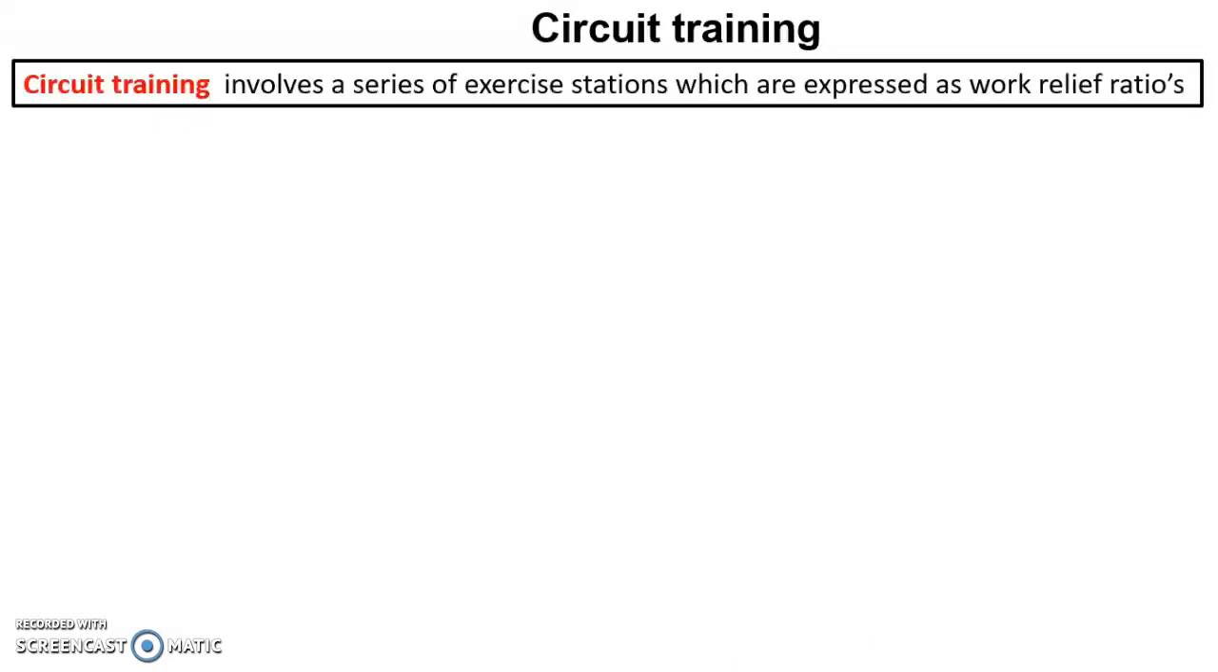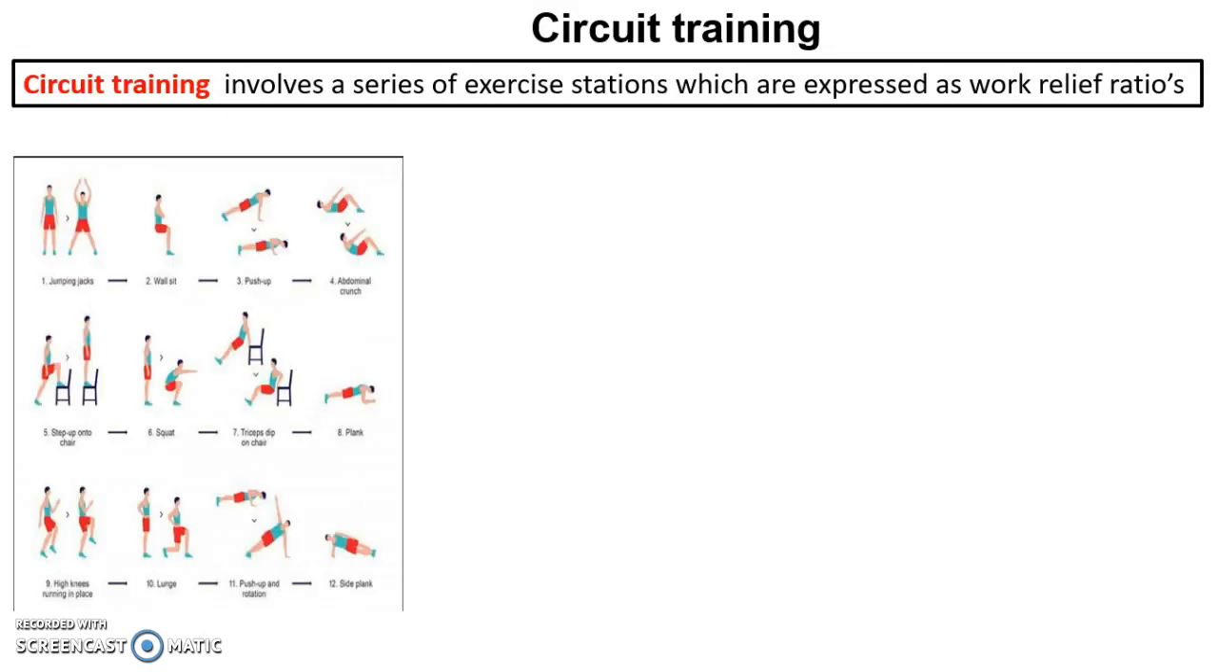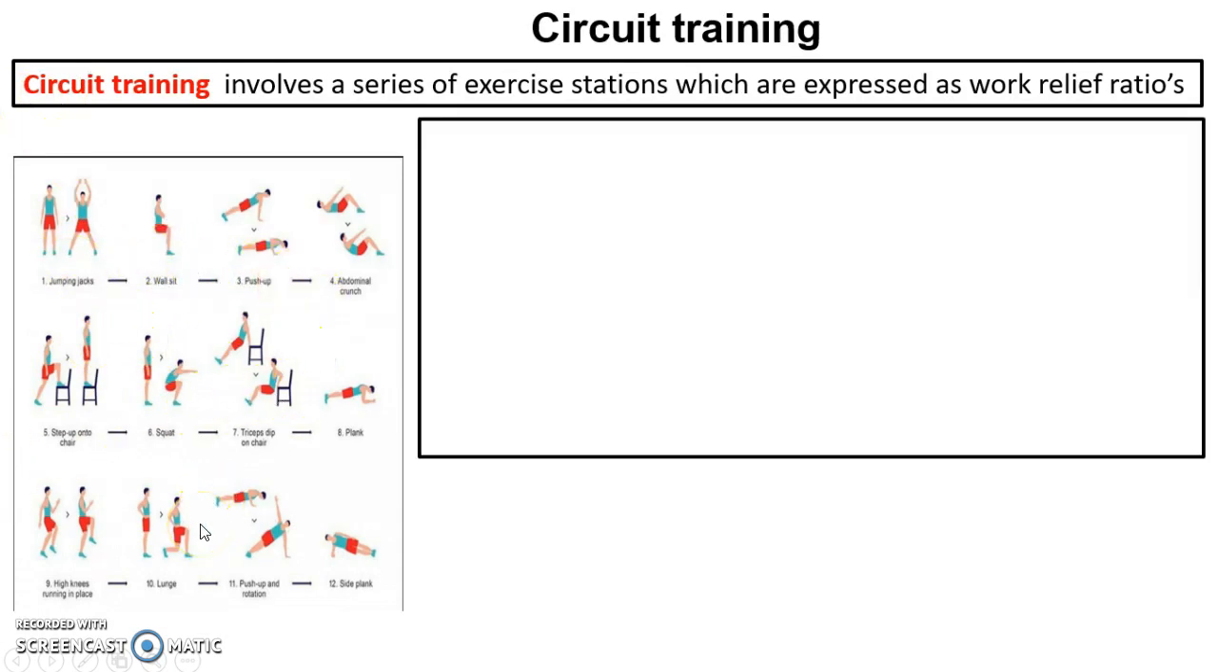If we go on from there, circuit training is our last training type. Circuit training involves a series of exercise stations expressed as work relief ratios. We all remember this at school. I'll put a picture onto here so you can see it. You'd have different stations that you'd work around with those different examples there. So let's have a look. I'm going to use the same parameters, our FITT principle, to make sure we're trying to improve it.